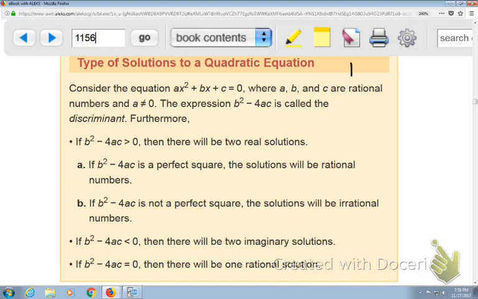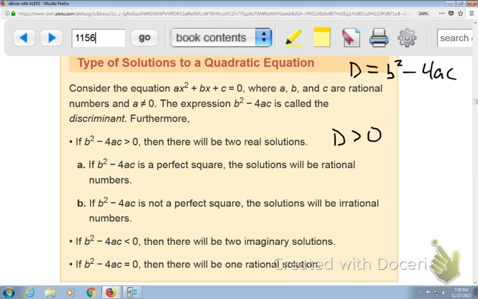So, if we use D to represent the discriminant, D equals b squared minus 4ac. All right? Then there are 3 things that can happen. What happens if your discriminant is positive? So that b squared minus 4ac gives you a positive number.